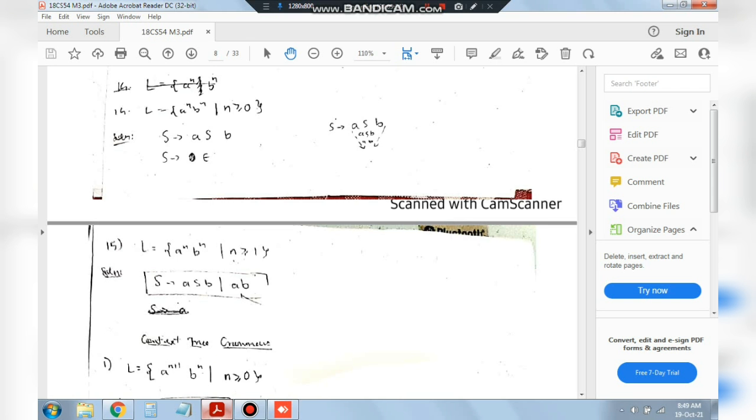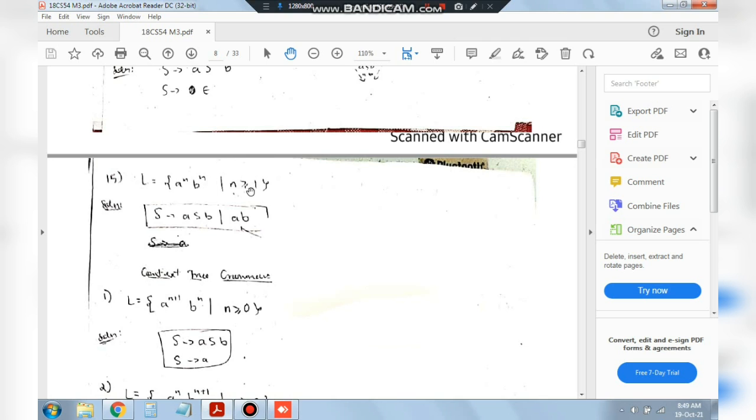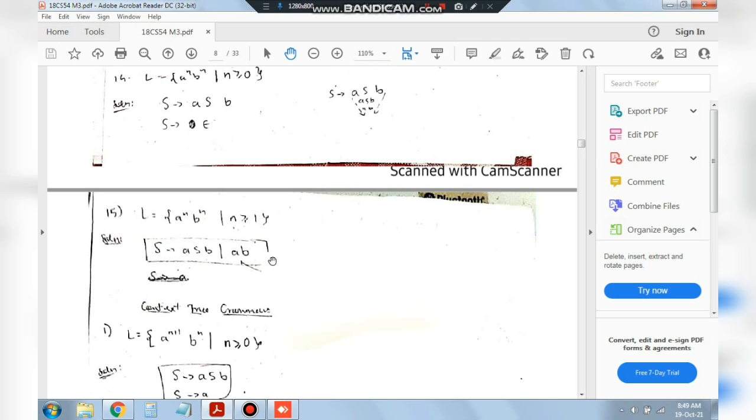Okay. In the same way, if n is greater than or equal to 1, instead of epsilon, what we'll have is AB. So at least AB will be generated, and more A's and B's can be generated by ASB. Wherever I want to stop, I'll stop with AB. Okay.